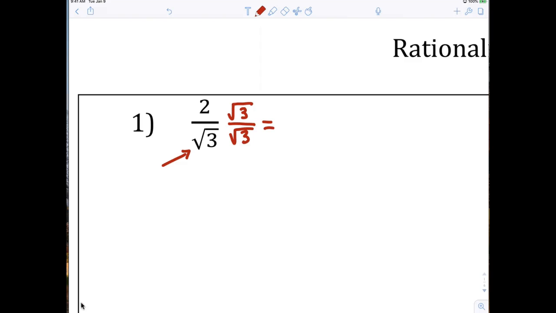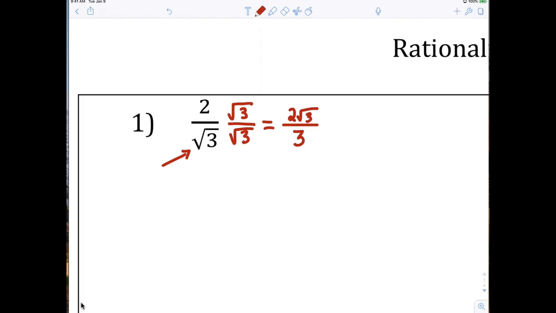Now, when I multiply the square root of 3 times the square root of 3, I get what? 3. Yes, we get 3. So now the denominator has 3. Now when I multiply 2 times the square root of 3, it just is 2 square roots of 3. So that's how hard that is. It's very, very simple.